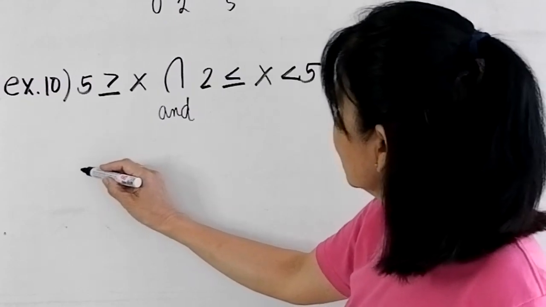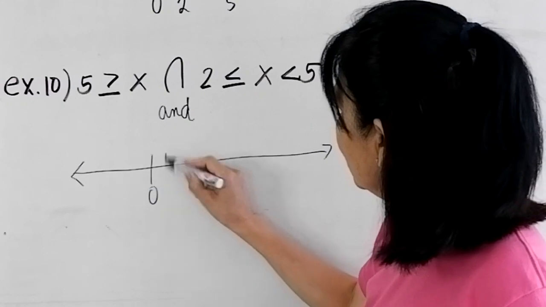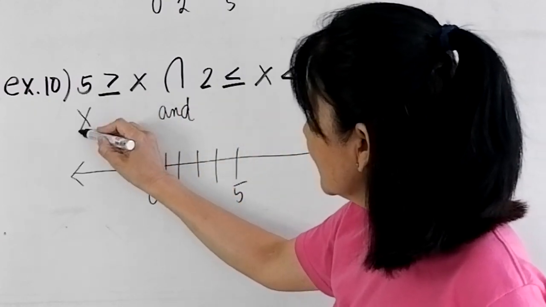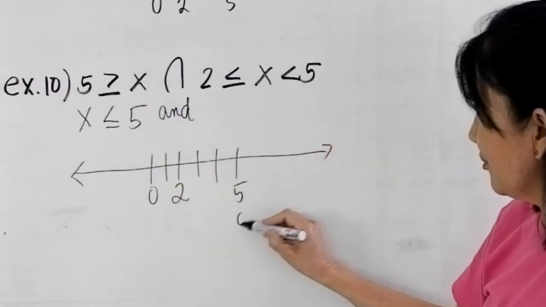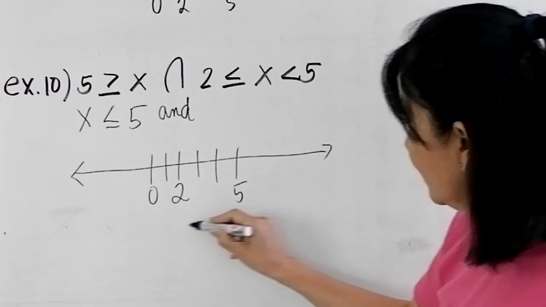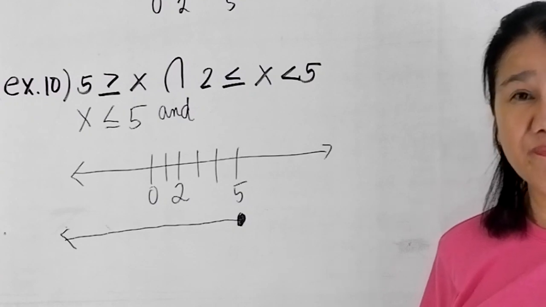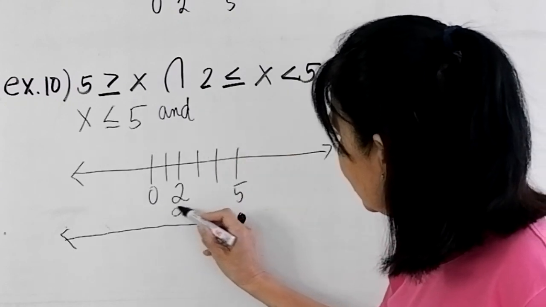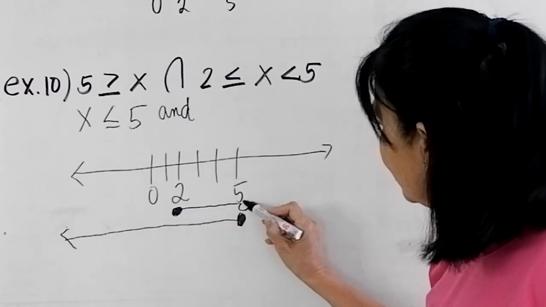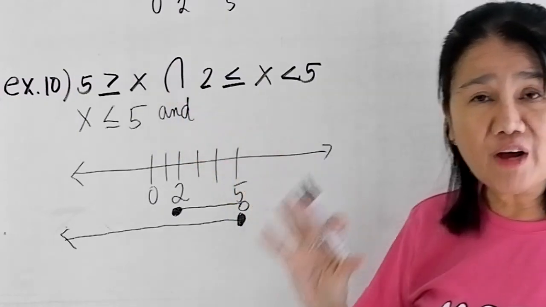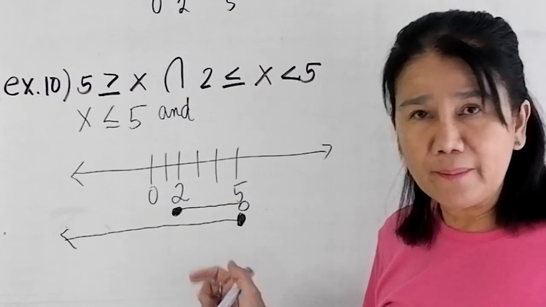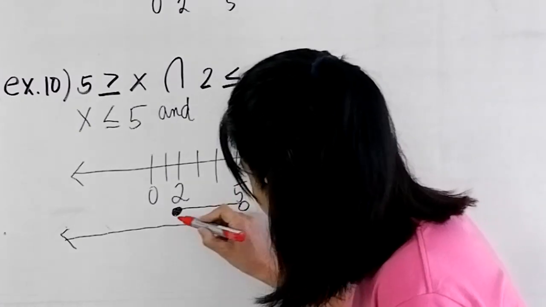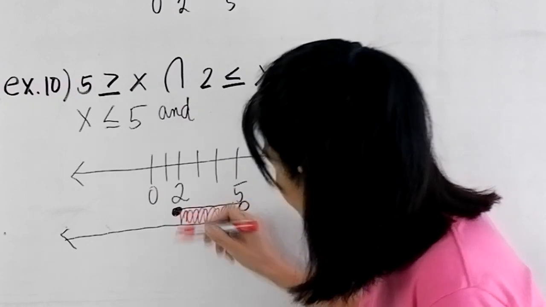Let me graph that again for clarity. So this is 0, 1, 2, 3, 4, 5. 5 greater than or equal to x means x is less than or equal to 5. So 5 shaded, and everything to the left of 5, that is x is less than or equal to 5. And the intersection with greater than or equal to 2, shaded here, and less than 5. We're getting the intersection, or you find where the two graphs overlap. Where did they overlap? Do you see the overlapping? It's here. You see that the two graphs overlap here.